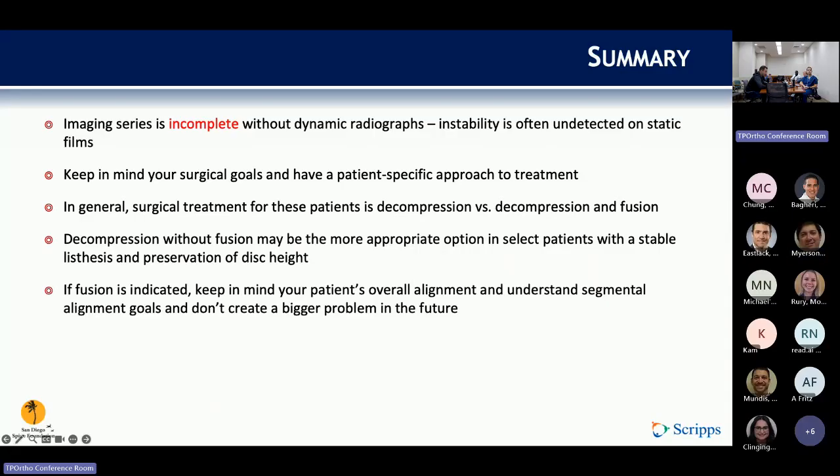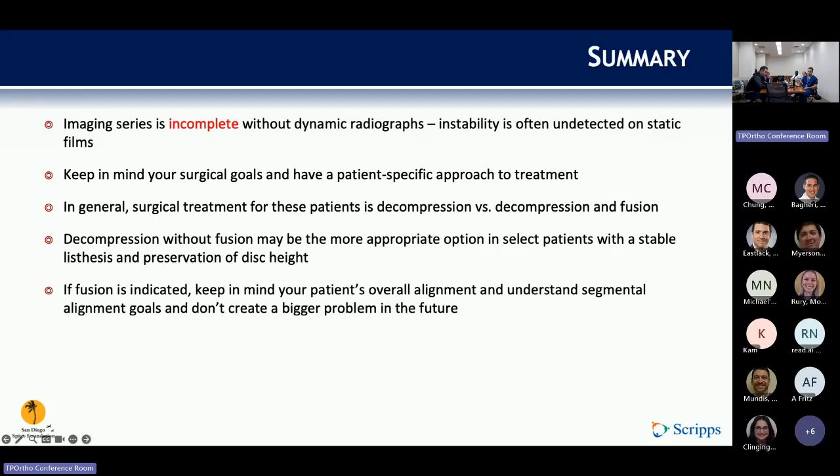You want to keep in mind the goals of surgery at all times. I think as a trainee specifically, it could be really easy to get distracted by technology, new implants, all these companies. But at the end of the day, it boils down to knowing your surgical goals and how to achieve them safely, durably, and reproducibly.